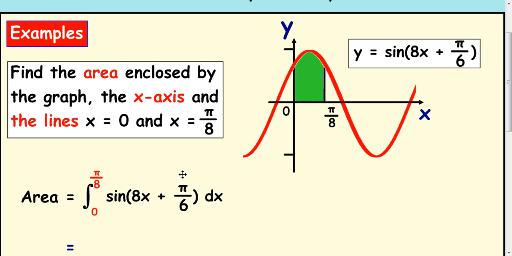So how do we do it? Well, we integrate the function, which is sine of 8x plus pi over 6, and we need to integrate it between the two values 0 and pi over 8. This is our upper limit, it goes in the top. This is our lower limit, it goes in the bottom. And remember, when you integrate between two limits in the function, it works out the area that's trapped between that area and the two lines here and the x-axis.